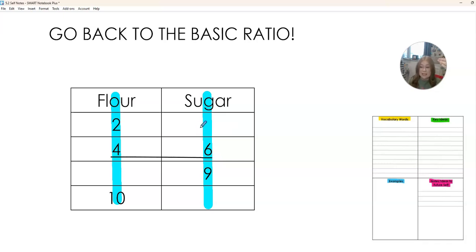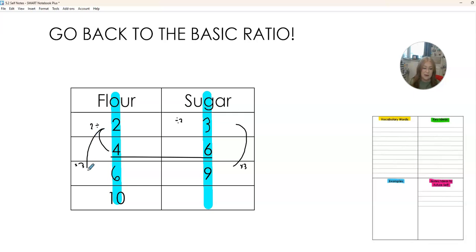We've got to get back to that basic ratio. So how do I get from 4 to 2? Well, that was divided by 2. So 6 divided by 2 is 3. Now we have our basic ratio 2 and 3, and we're going to use this to go forward. So coming from 3 to 9 is times by 3. So 2 times 3 is 6.